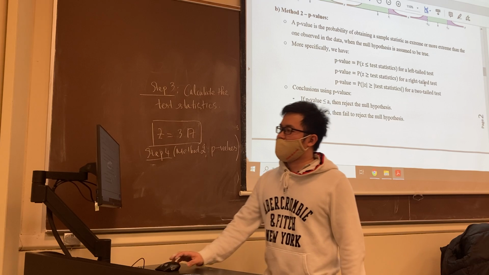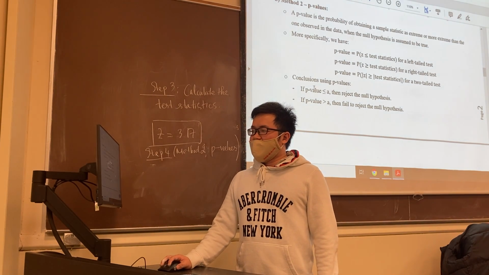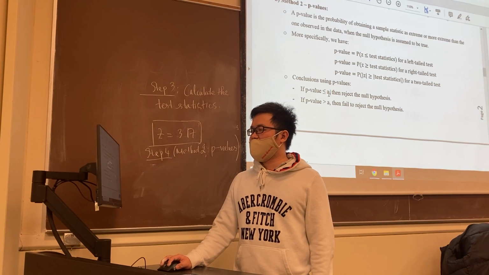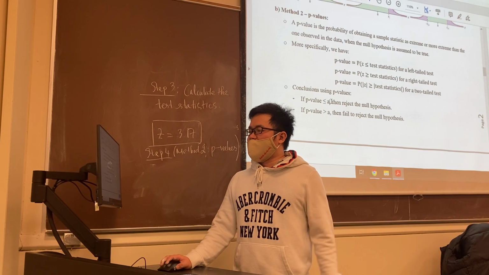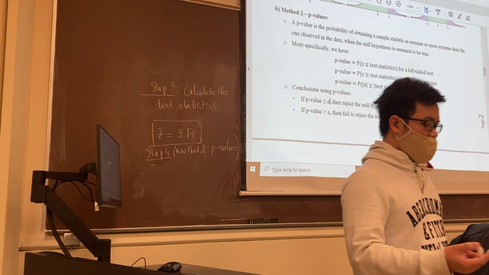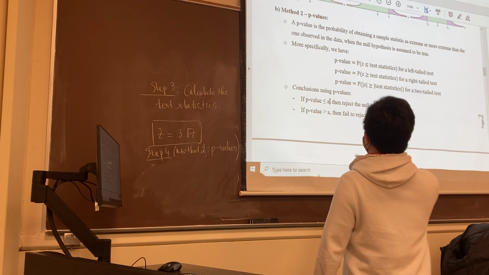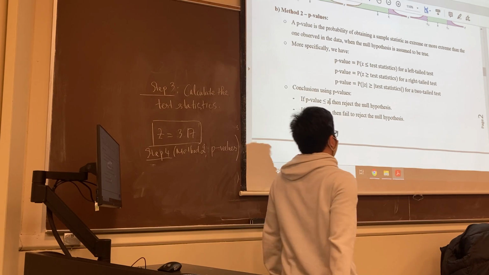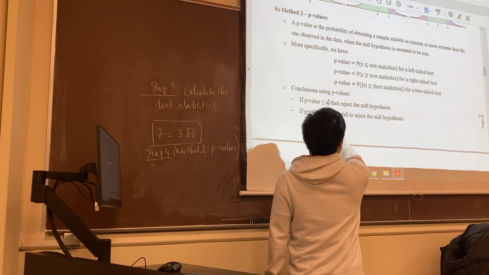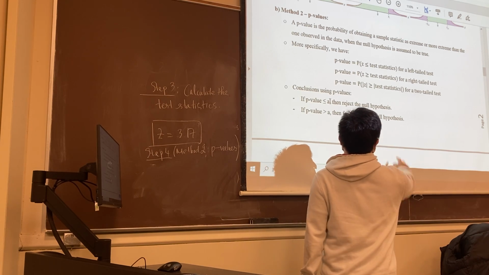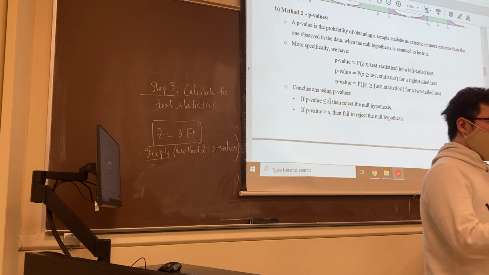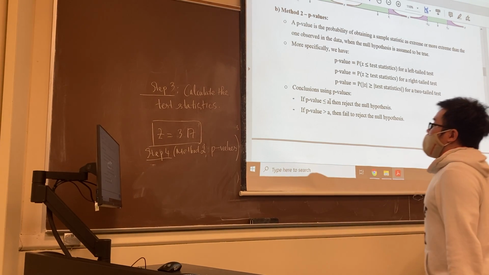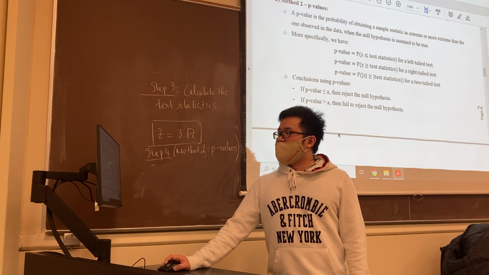After that, you have two conditions about p-values. Here alpha is the level of significance. If the p-value is less than the level of significance, then we reject the null hypothesis. If the p-value is greater than the level of significance, then we fail to reject the null hypothesis. We just fail to reject the null hypothesis; that doesn't mean that we accept the null hypothesis. That is method 2.